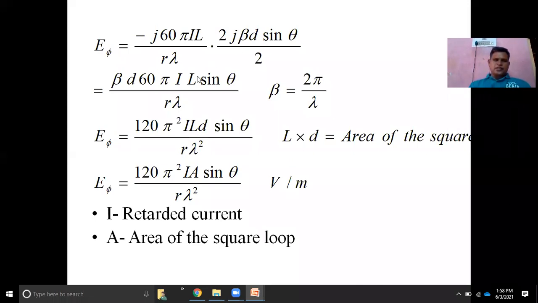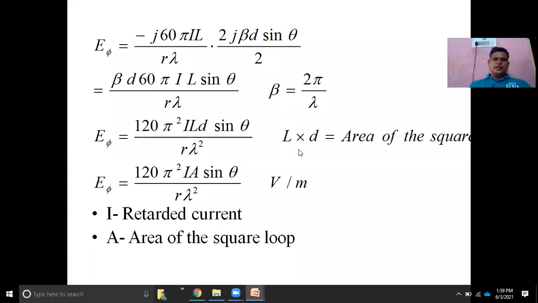After simplification, you see here, these two and these two will get cancelled. Now 60 BD into 60 into pi IL sine theta divided by R into lambda. Again, substitute beta, the phase shift constant, equal to 2 pi by lambda. Further, you can simplify this one. You are getting 120 pi square IL into D sine theta divided by R lambda square.